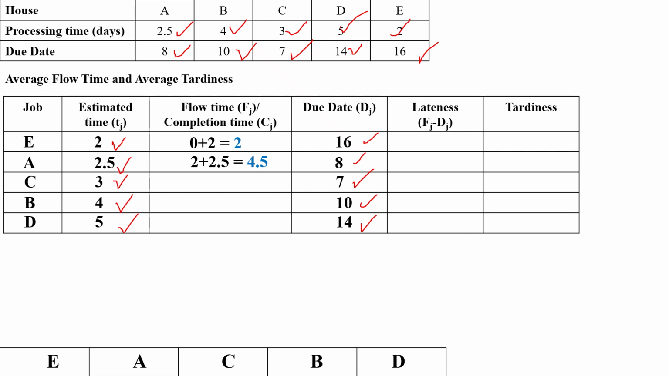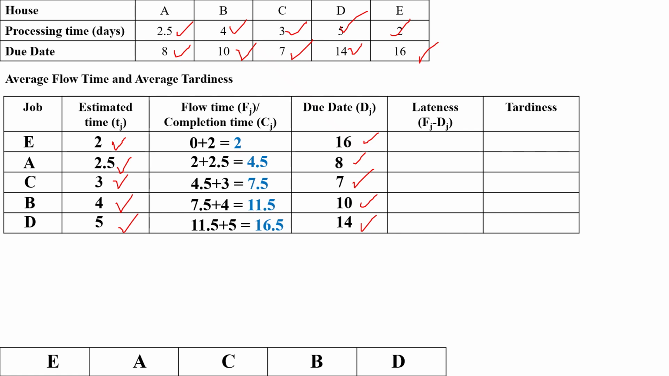Next, for job C, flow time is 4.5 plus 3, which is equal to 7.5. Next, for job B, 7.5 plus 4 is 11.5. Next, for job D, 11.5 plus 5 is equal to 16.5.